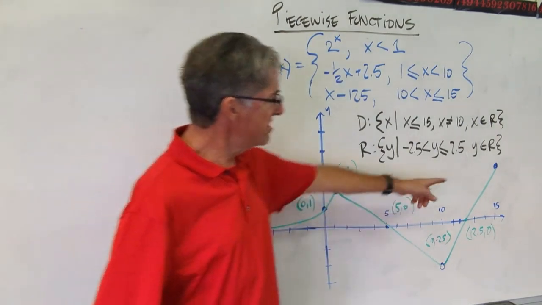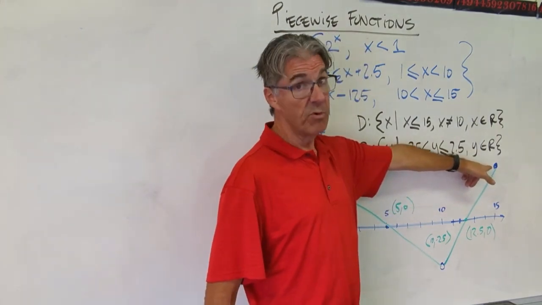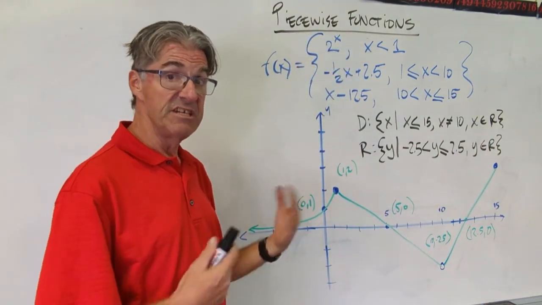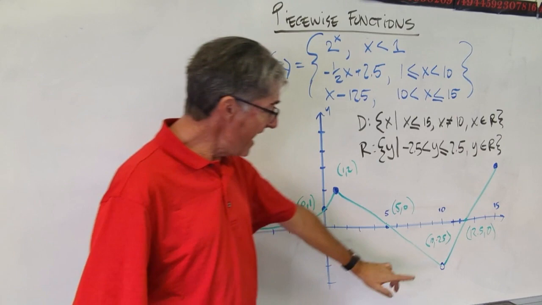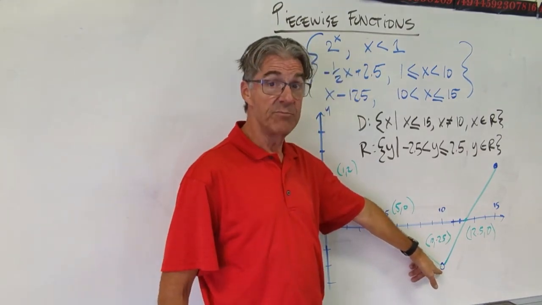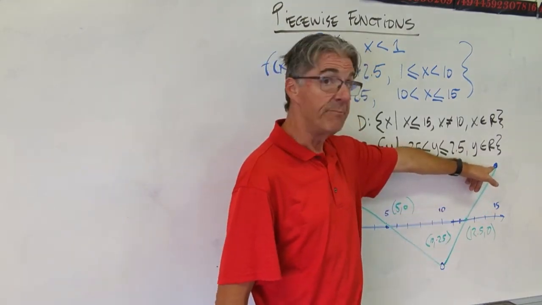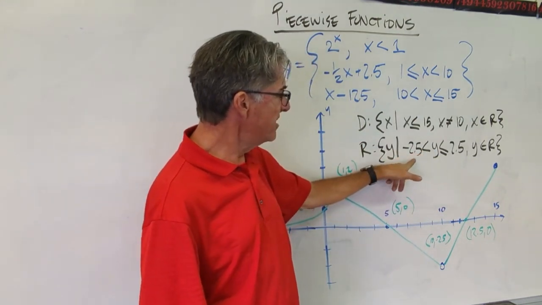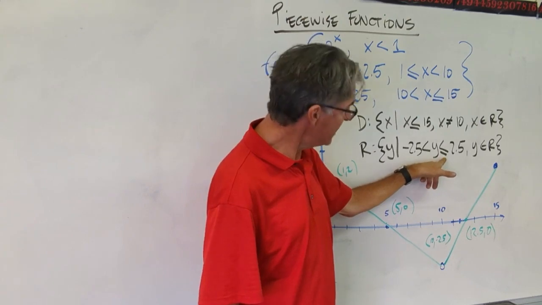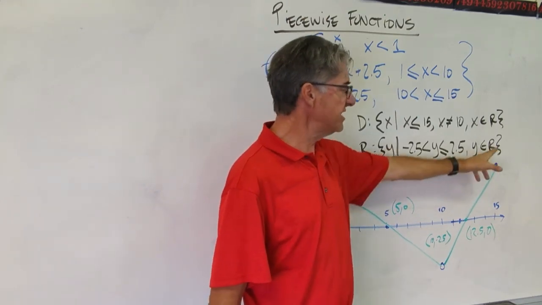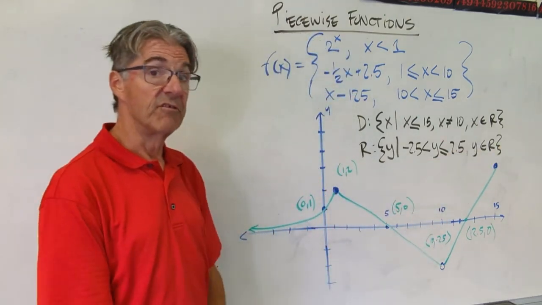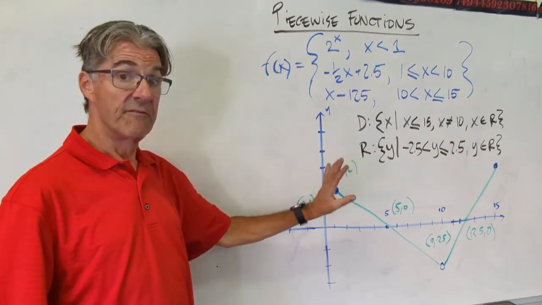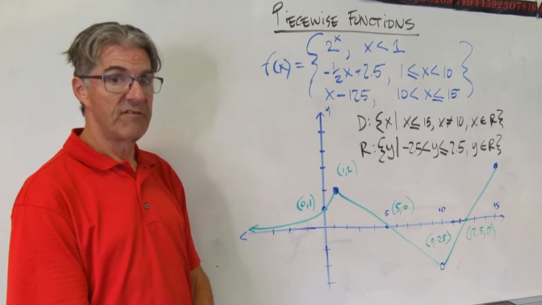Likewise, the function does not exist higher than 2.5. So the y values are constrained between positive and negative 2.5, and it can't be negative 2.5, but it can be positive. So that's why what I put is y is greater than negative 2.5, but less than or equal to 2.5. And then of course I added my y is an element of real numbers. So this is how you might specify the domain and range for this piecewise function.